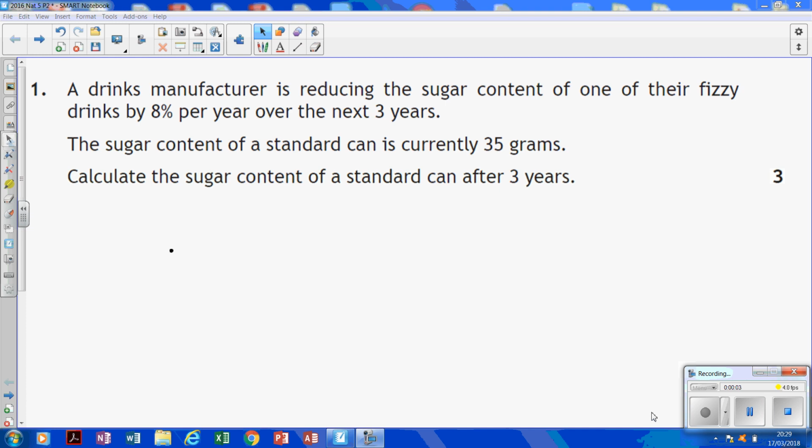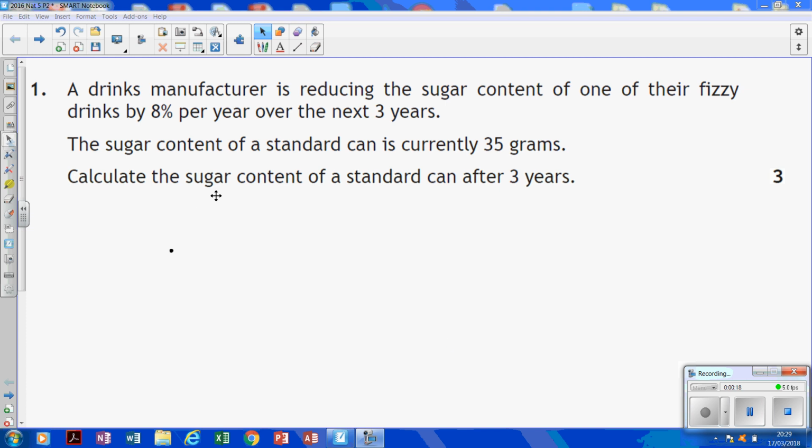A drinks manufacturer is reducing the sugar content of one of their fizzy drinks by 8% per year over the next 3 years. The sugar content of a standard can is currently 35 grams. Calculate the sugar content of a standard can after 3 years.